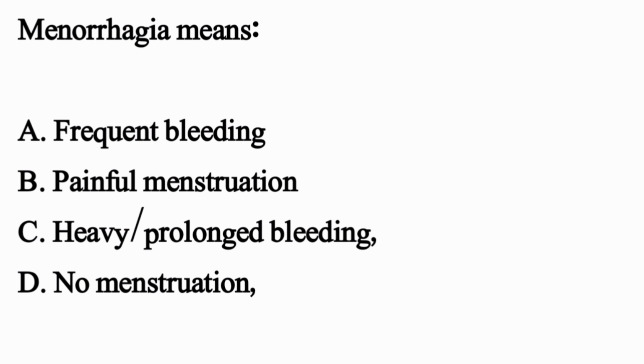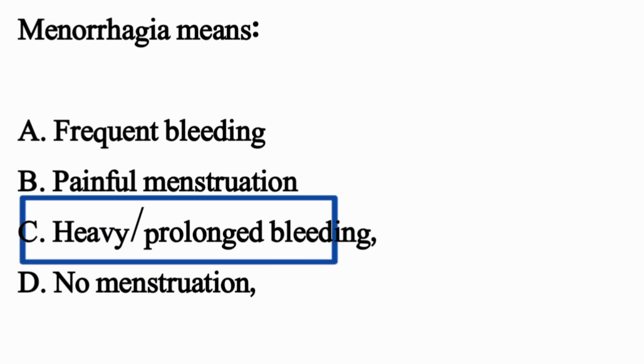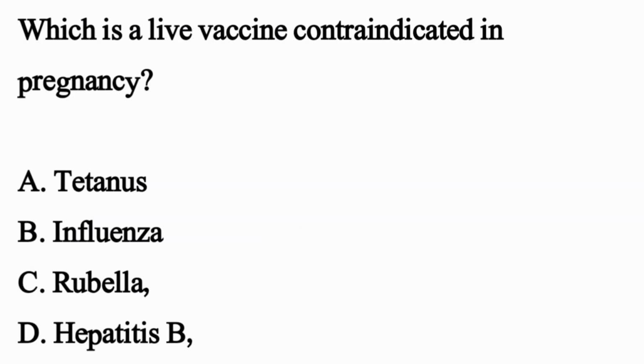Menorrhagia means. The right option is option C. Heavy prolonged bleeding. Which is a live vaccine contraindicated in pregnancy? The right option is option C. Rubella.